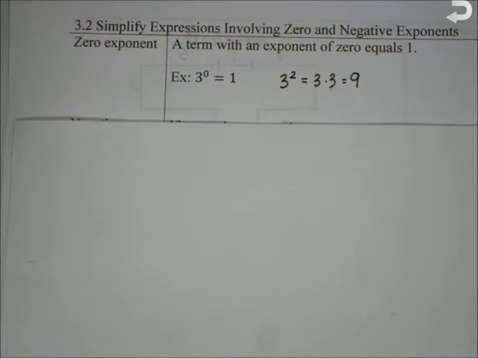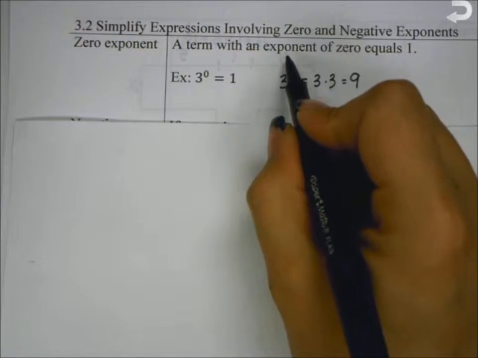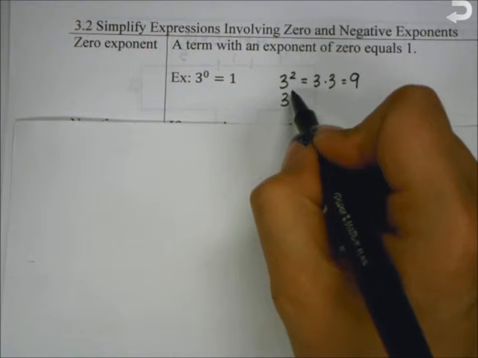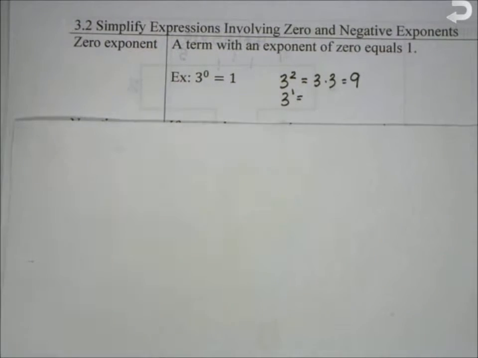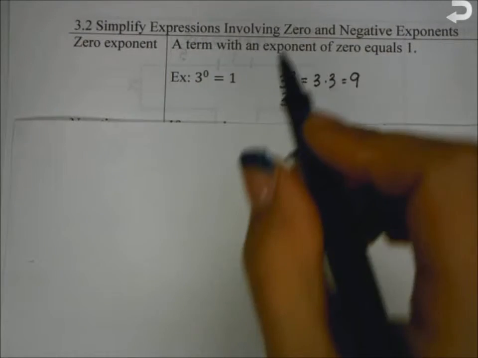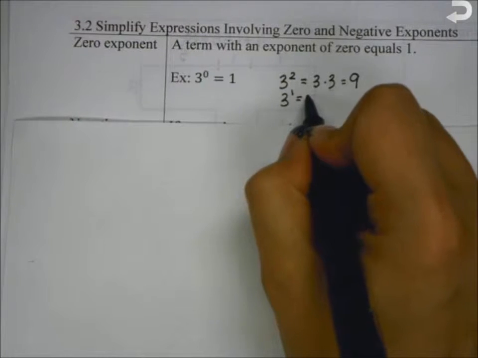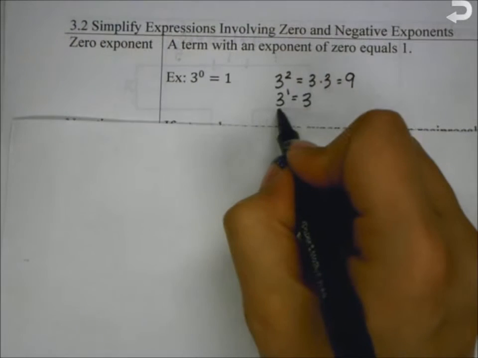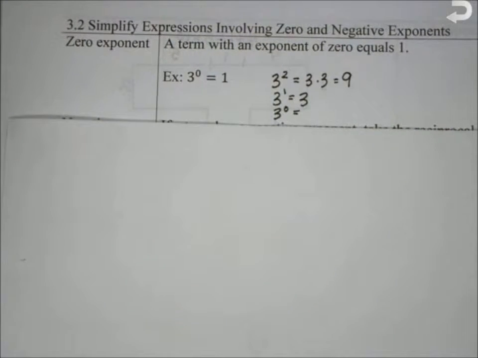Okay, Tommy, can you explain that a little louder so everybody can hear? Okay, so 3 to the power of 2 is 9. 3 to the power of 1, how many times are we multiplying 3? Once, right? So it would be just 3. But when we have 3 to the power of 0, how many times are we multiplying 3? No times. So we are left with 1.